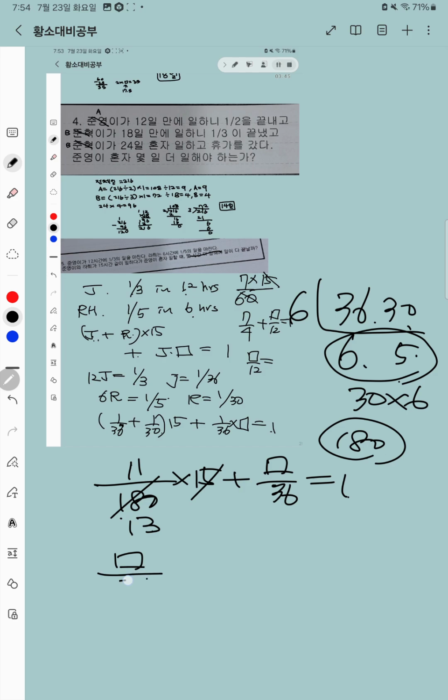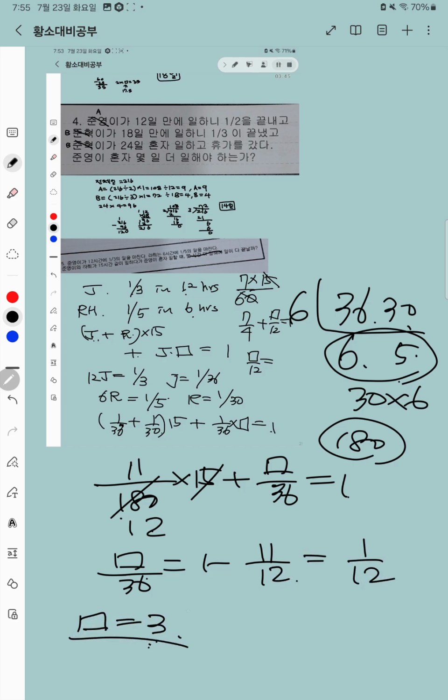So scale divided by 36 is 1 minus 11/13. Oh, 12, right? It's 1/12. So the scale is 3. The answer is 3.